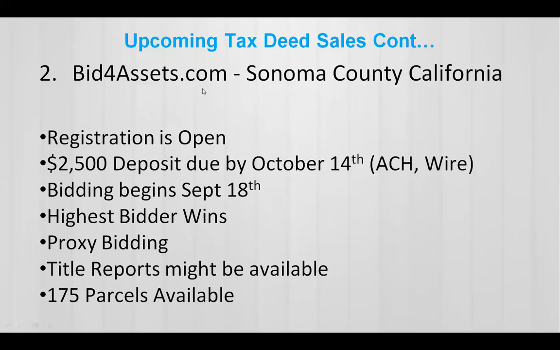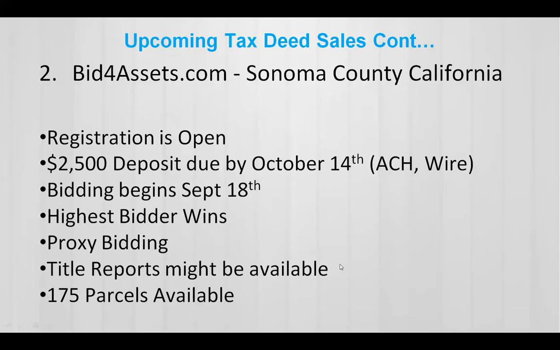No reserve bids, they're great. And I can show you some tricks where you can secure at least what you had to pay for the property, how much bites you got. It's a pretty cool little tool. $2,500 deposit due by October 14th. Notice there's no credit card. Bid for Assets does not let you use a credit card, but they will let you secure through ACH or cash. Bidding begins September 18th. Highest bidder wins. Proxy bidding available.